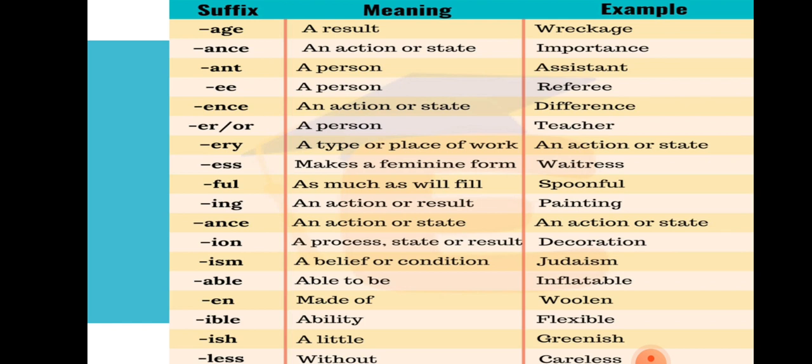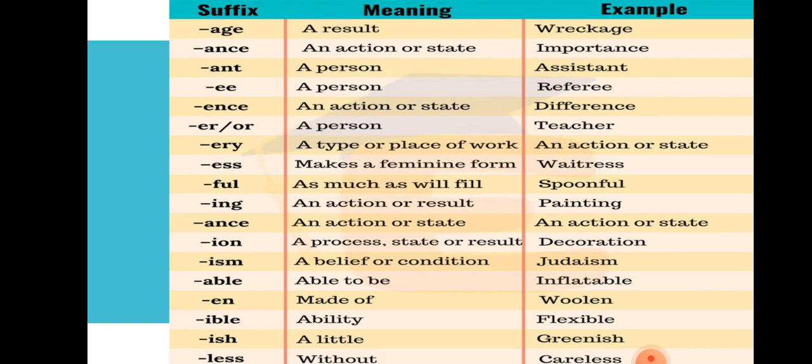Okay, waitress. And ful, you can say spoonful. Okay, and ing is also related to action or result. You call that painting. And already we have seen that it's related to action or state. And ion means it's a process. And ism means it's a belief or condition, Judaism. Okay, and able means able to be, inflatable. Okay, and en, you can say wooden.